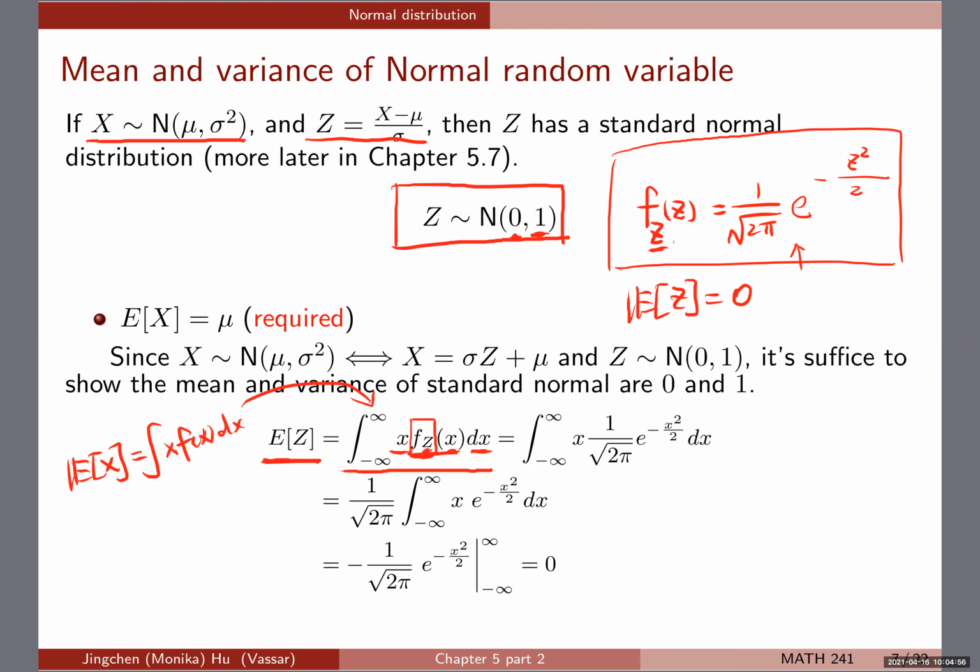All right. And from there on, we know the f_Z function, the PDF of Z, is all of this whole thing. So I'm plugging that in. So this is x f_Z dx.